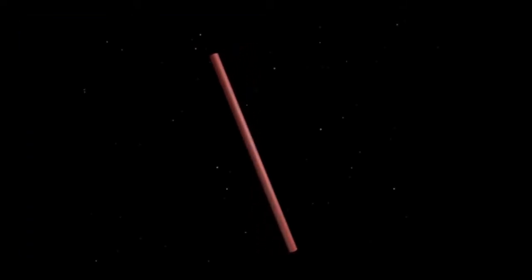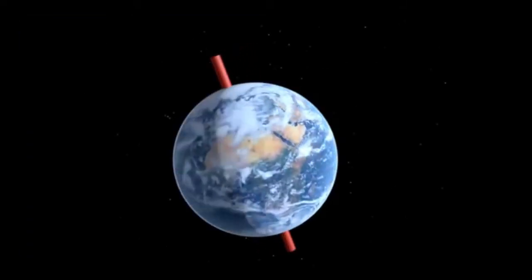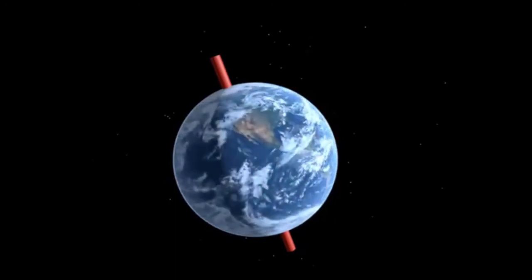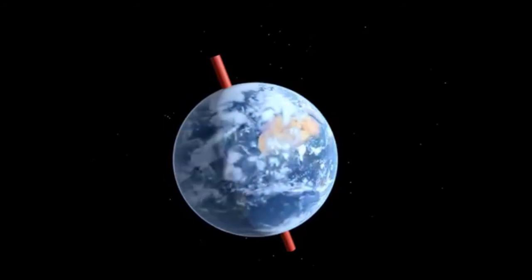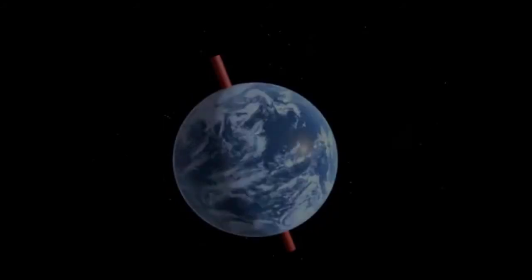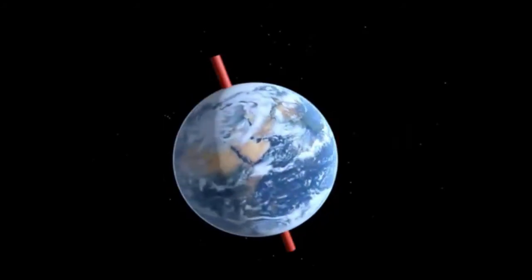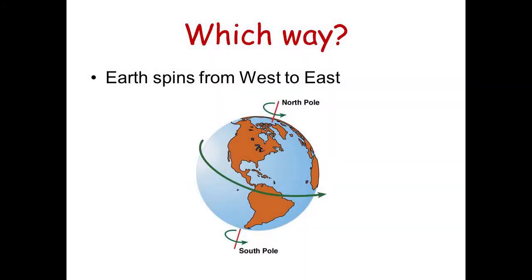Rotation of the Earth. The Earth spins on its axis just like a potter's wheel. This continuous spinning of the Earth on its axis is called its rotation. The Earth rotates from west to east.